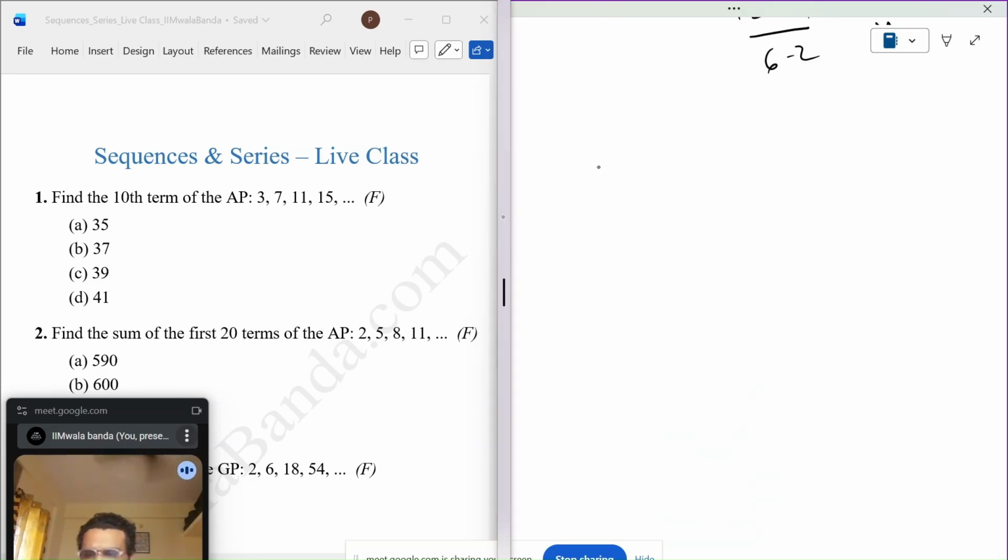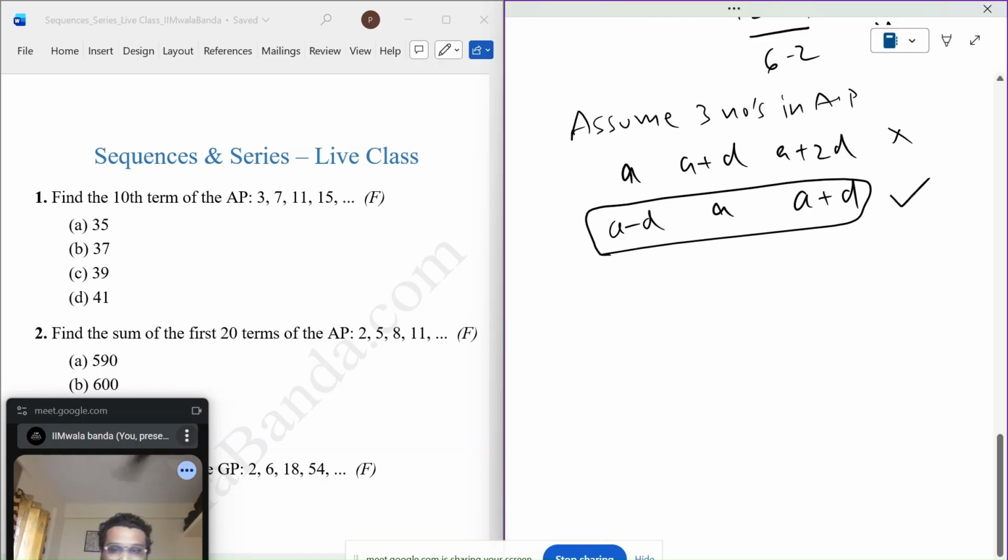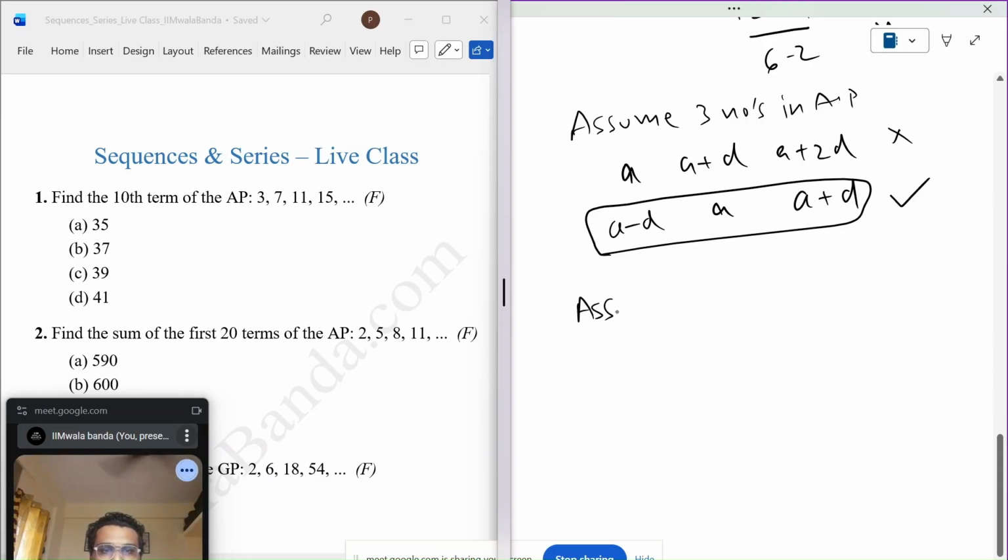This is also very important: if I have to assume three numbers which are in AP, instead of assuming them as a, a plus d, a plus 2d, I assume them as a minus d, a, and a plus d. Why? Because most of the time when I add, the d gets cancelled. So it's a very quick and very interesting way of assuming three numbers. Now similarly, if you have to assume five numbers, you can now see the logic: a minus 2d, a minus d, a, a plus d, and a plus 2d, and so on.